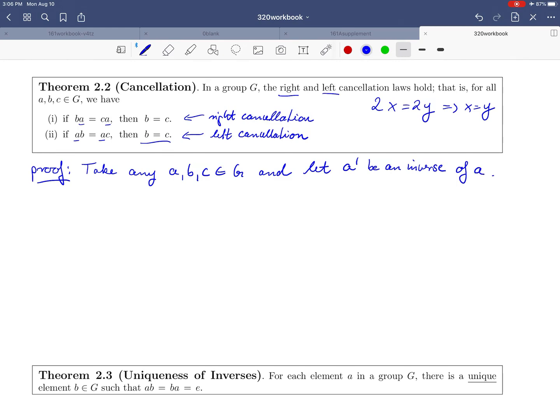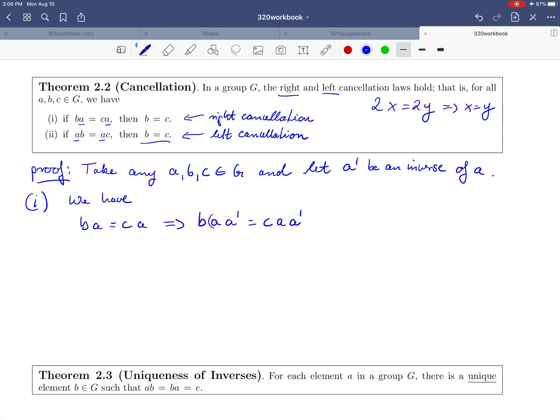Okay, then what do we have? Let's look at part I, little i. We have BA is equal to CA. That's what we're starting with. And taking the inverse of A from the right, so looking at BAA prime, doing that to both sides, we have BAA prime is equal to CAA prime.